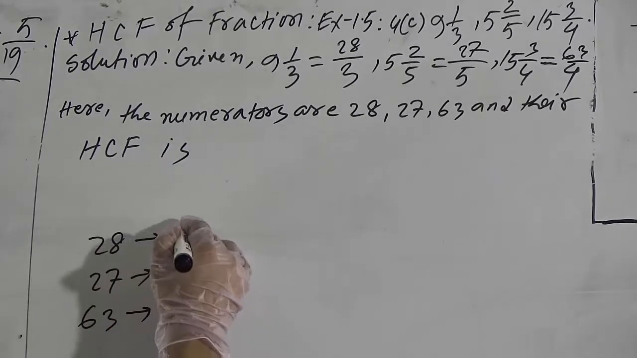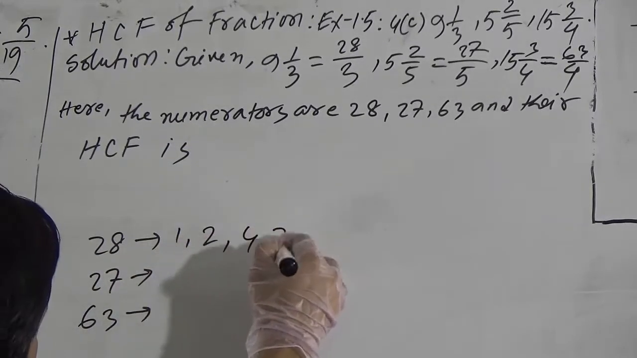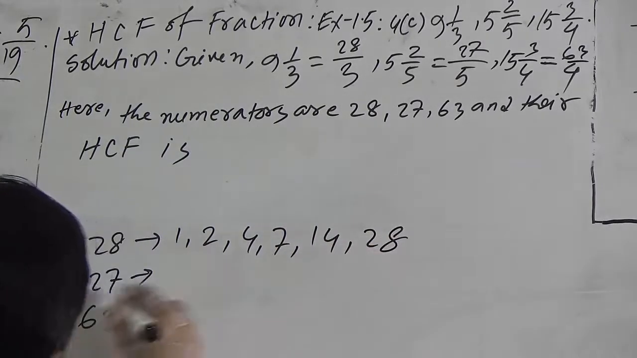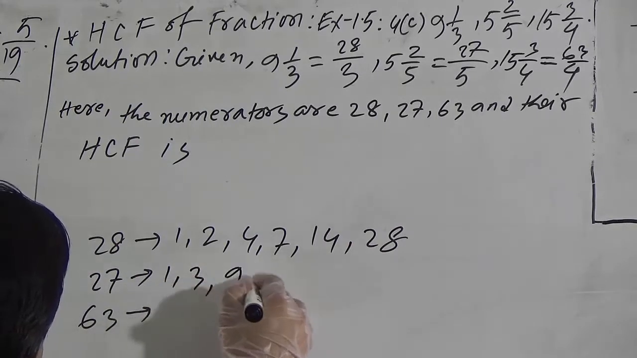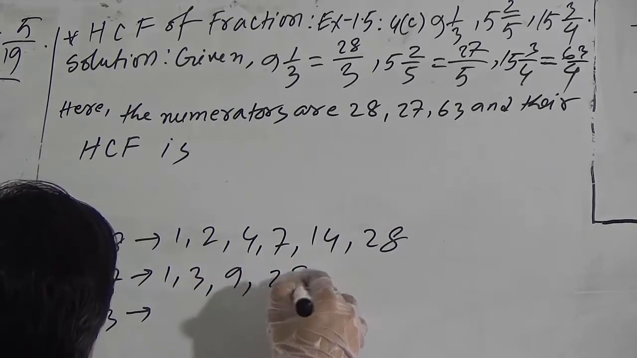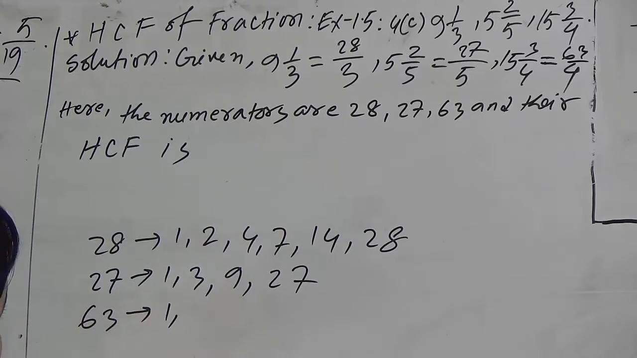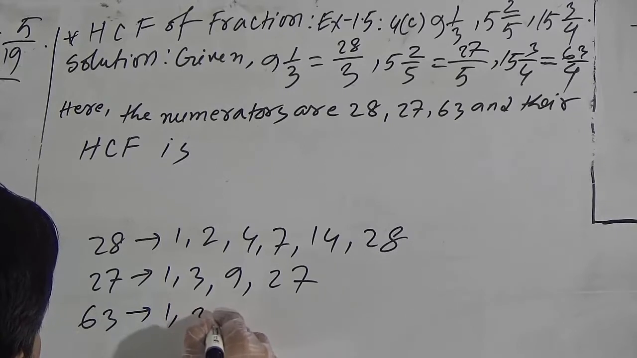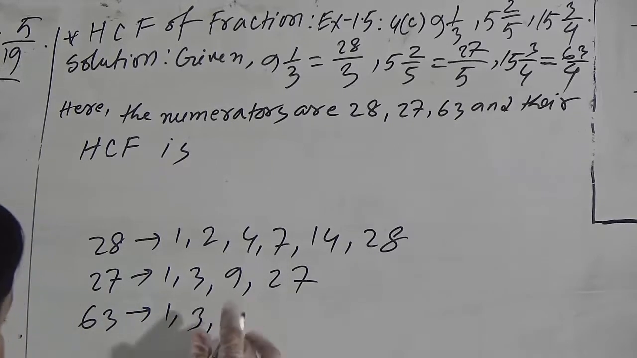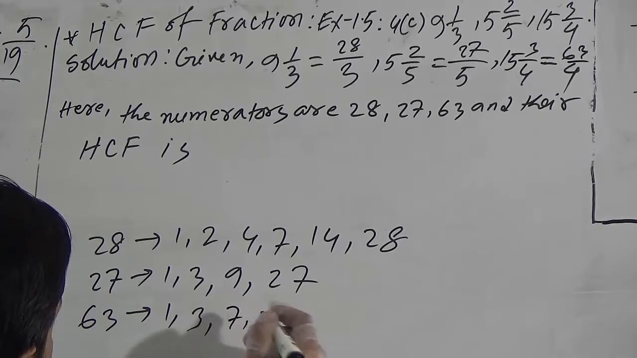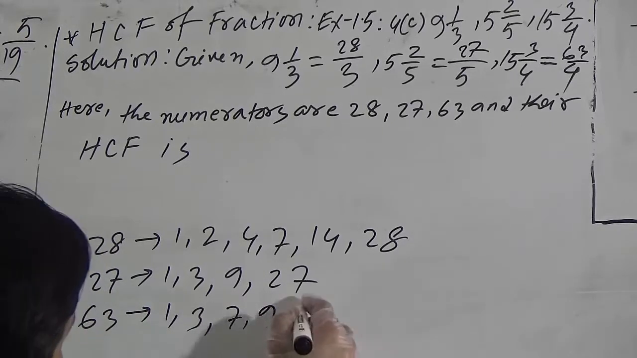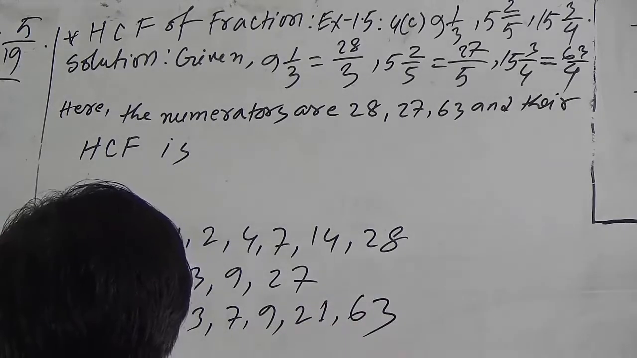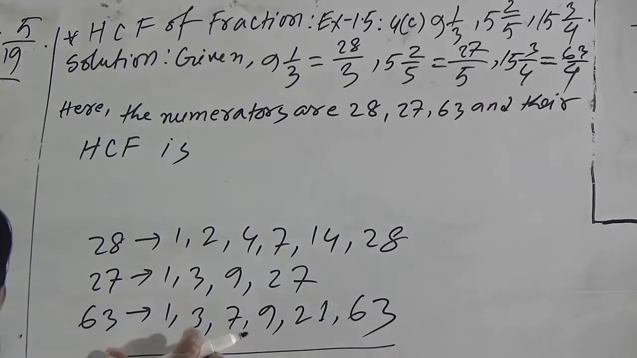Factors of 28 are 1, 2, 4, 7, 14, 28. Factors of 27 are 1, 3, 9, 27. Factors of 63 are 1, 3, 7, 9, 21 and 63.